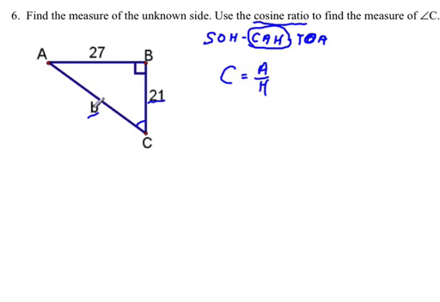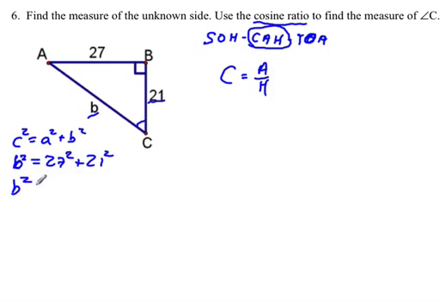So since the question asks us to use the cosine ratio to find the measure of angle C, what we have to do is determine the value of B. And the only way we can do that is use Pythagorean theorem. So this is C squared equals A squared plus B squared. And this is, it'll be B squared is equal to 27 squared plus 21 squared. And don't get this unknown B confused with the B in the formula.